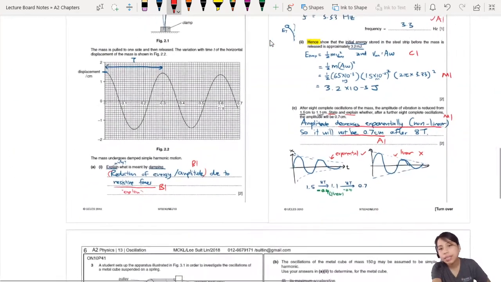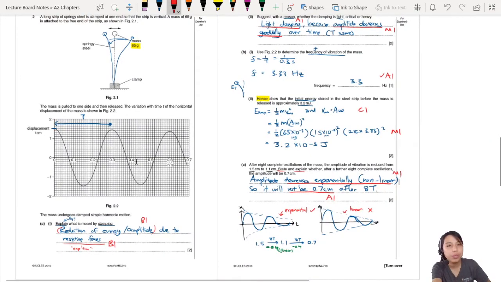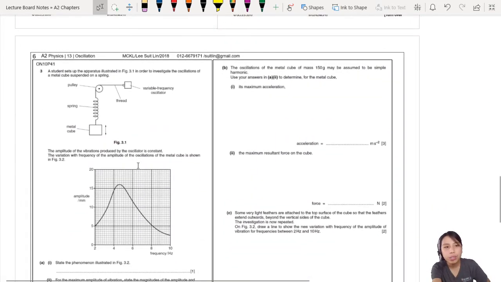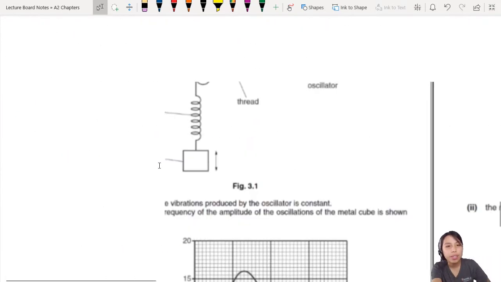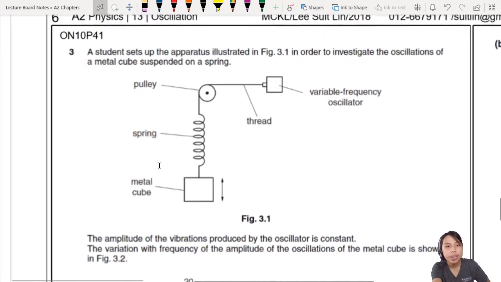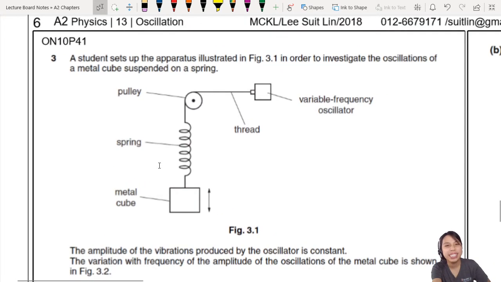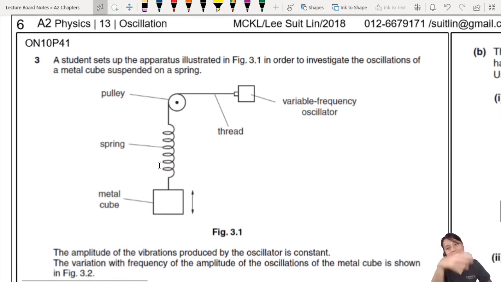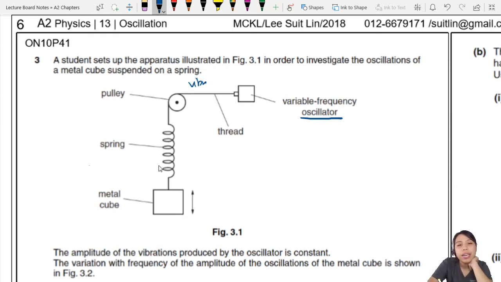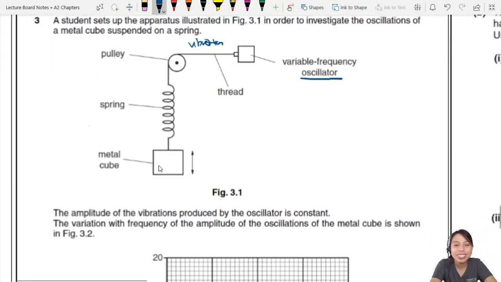They will ask you to explain things a lot. Calculation will be similar to the previous units. Another example you want to look at is on page 6, right after that. This is from ON10 paper 4 variant 1. This picture looks very familiar, huh? This is a setup to test the frequency response of the spring. So here you have an oscillator, and then on the other side a spring. So this oscillator is going to cause vibrations, and the vibrations will cause the spring to oscillate. You will see how later.